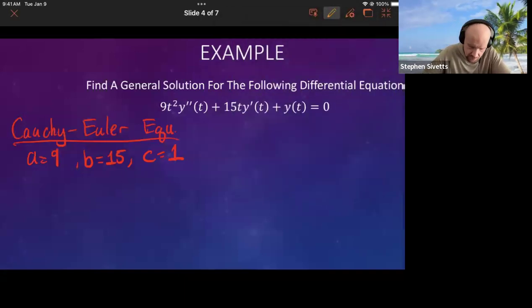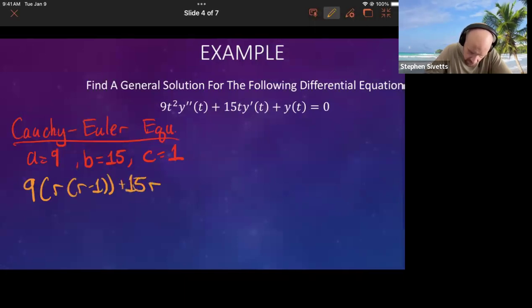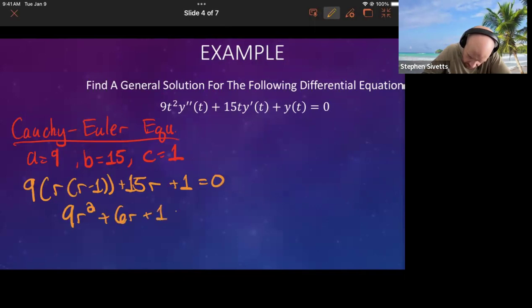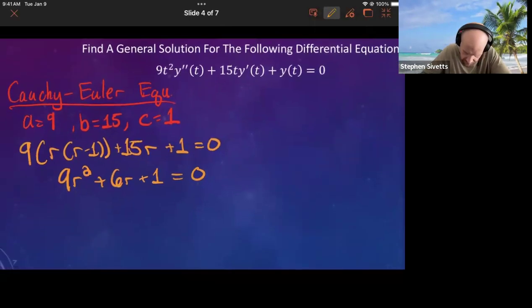So the characteristic equation, this will be 9 times R minus 1 plus 15 times R plus 1 is 0. So we have to solve for R in this equation. So we'll have 9R squared plus 6R plus 1 is 0.